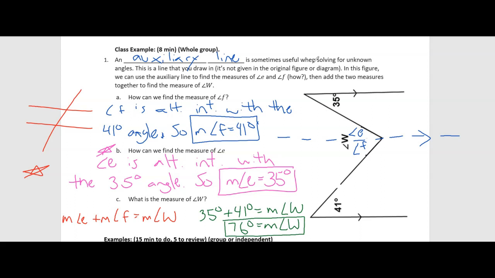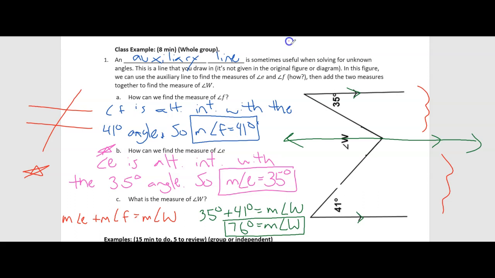So when you first started out with this diagram, you may not have seen any angle relationships that were apparent. But as soon as we drew in this auxiliary line, and we had to make sure that it was parallel to the top line and the bottom line, then we had two different transversal diagrams, right? We had one up top here, we had one up here, and then we had one down below.